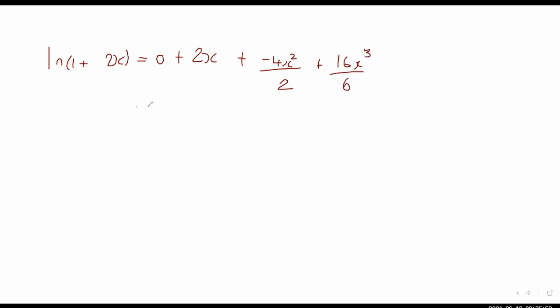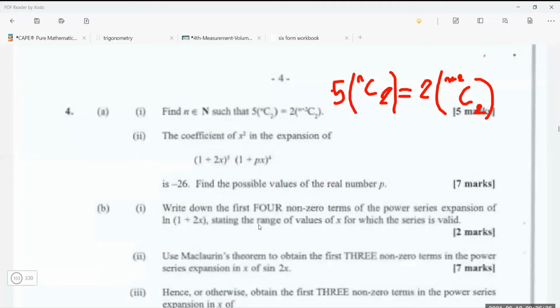We're done. To simplify now, we get 2x, then minus 4 over 2 gives minus 2x squared, and then 16 over 6: 2 into 16 is 8, and 2 into 6 is 3. Nice. That's 2x minus 2x squared plus 8 over 3 x cubed. That would be the expansion of ln 1 plus 2x.